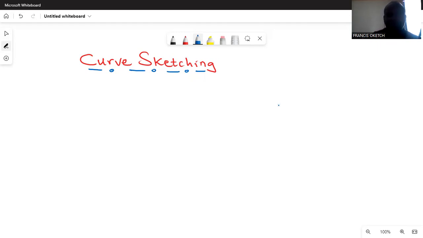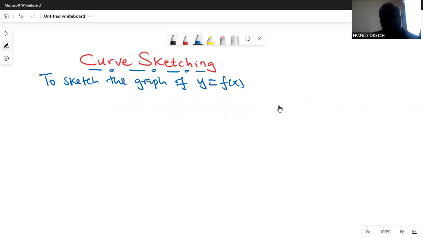I'm going to write: to sketch the graph of the function, you're told y equals f of x. So what are we supposed to do? There are four things that we need to find. We do the following.